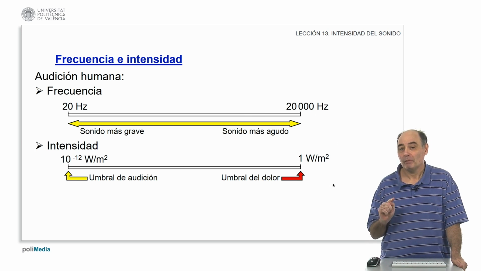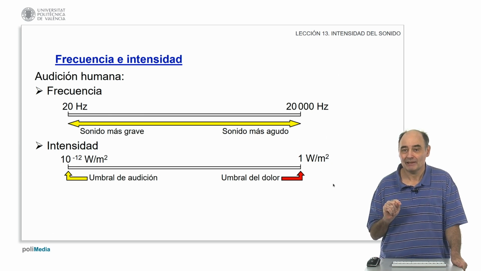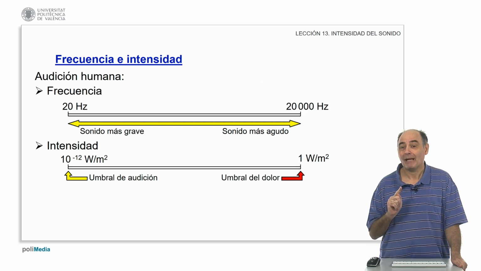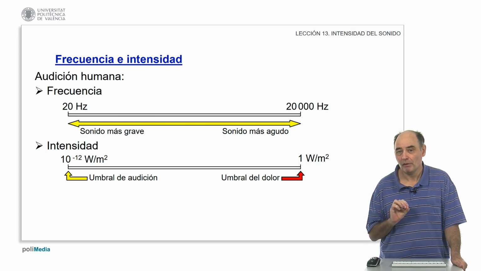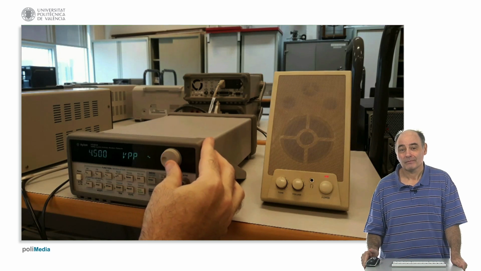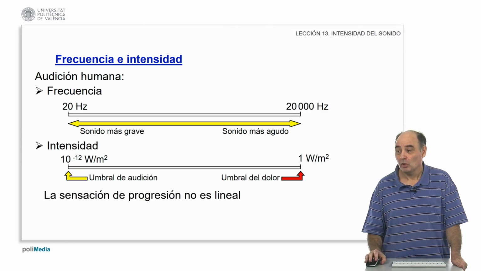I am now going to show a video in which I am going to change the value. That is not the frequency, but the amplitude of the alternating current. I will start with a high value and I will lower it. And you will notice the following effect. Practically, you will not notice any change at the beginning. You will start to notice that it turns off at the end. Let's see it. Conclusion: the sensation of progression is not linear.